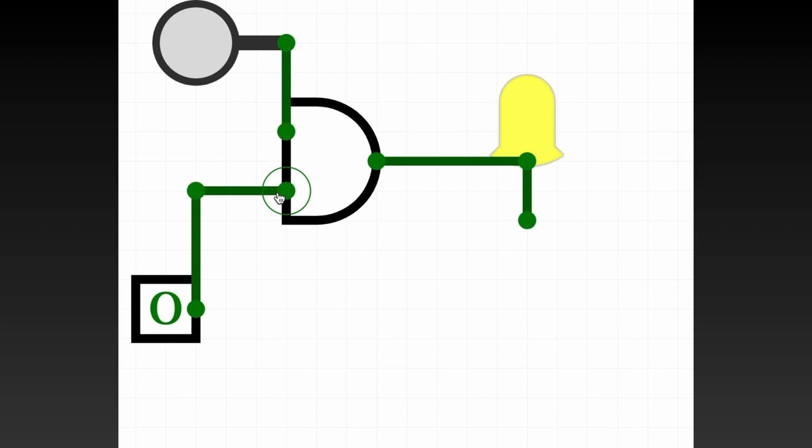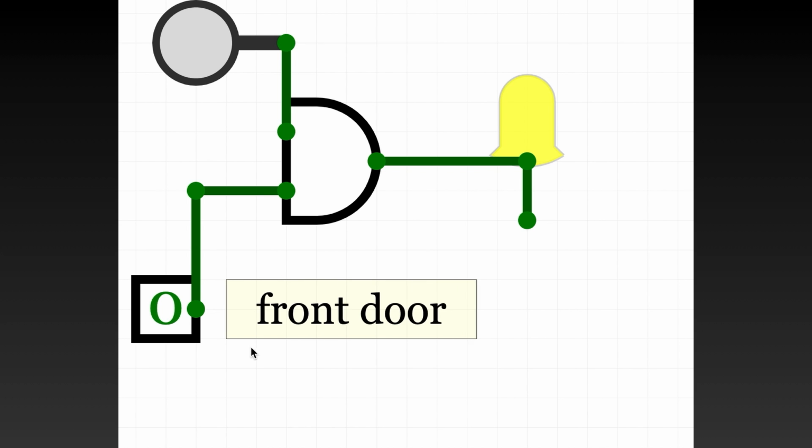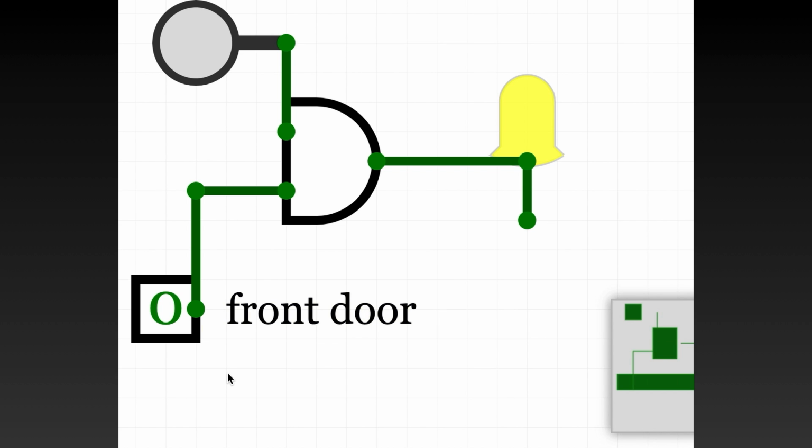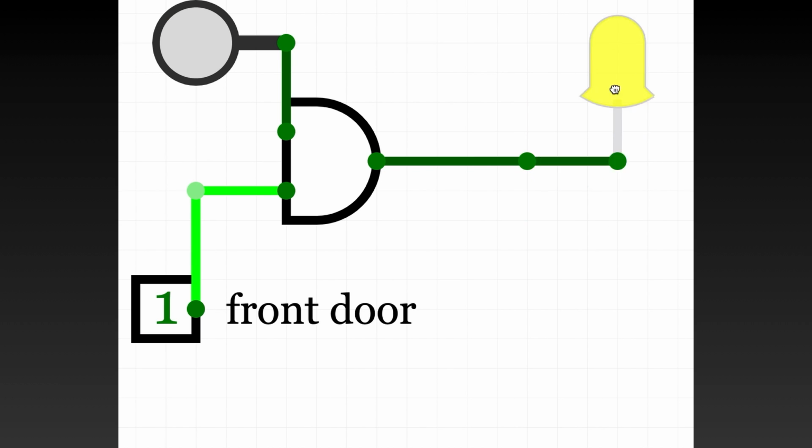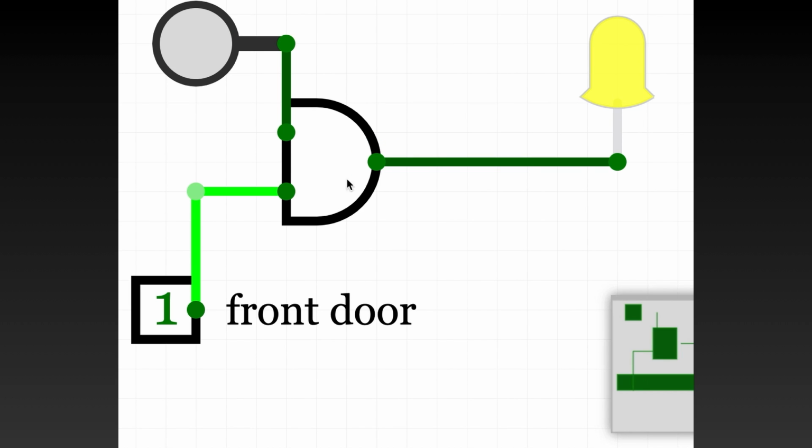So this is going to be the front door. If the front door is open and the alarm is activated, set the alarm off, okay? So I'm just going to label this front door. That makes sense, right? So if the alarm is on and the front door is open, the alarm has to go off, right? As you can see, it's a green arrow, but for some reason the alarm is not activated.